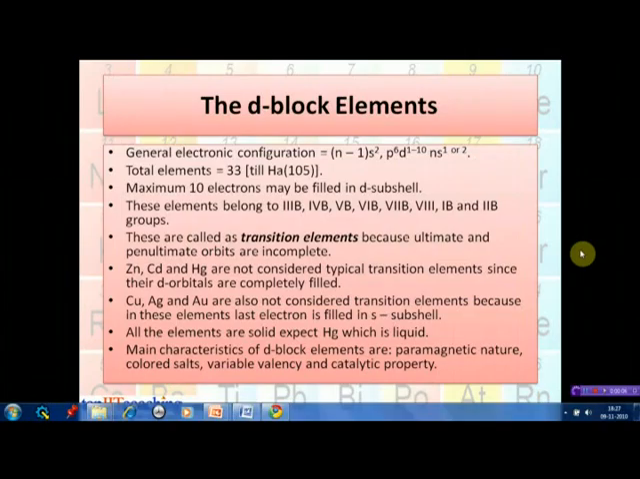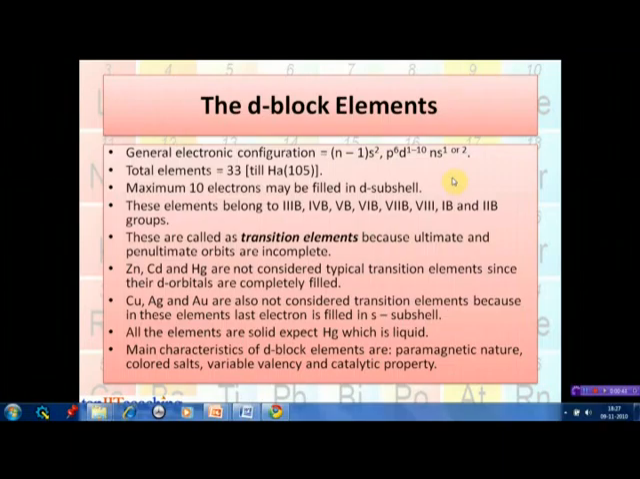The next is the D block. The general electronic configuration of D block elements is (n-1)s2, p6, d1 to 10, ns1 or 2. They are also known as transition elements because, as we can see in their electronic configuration, the ultimate and the penultimate orbits are incomplete. The total elements are 33 in this block till element whose atomic number is 105. As new elements are discovered, they are being added to it.